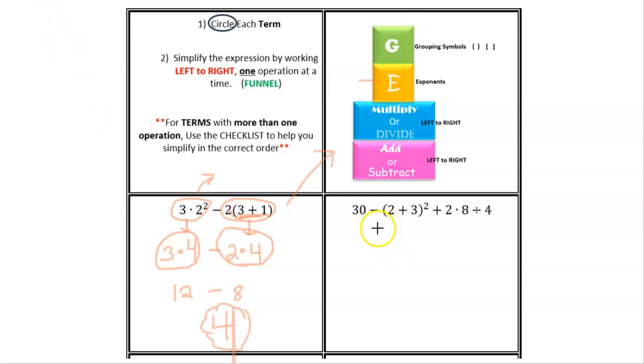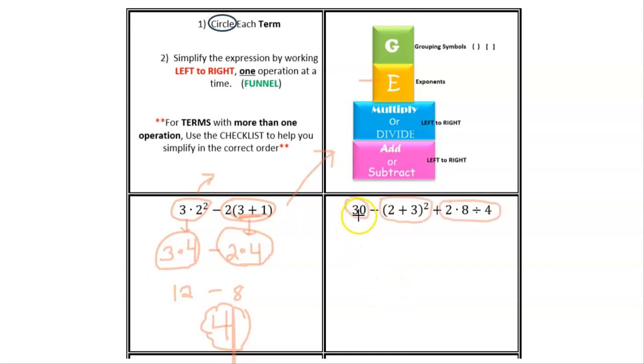Okay, I would like you to take the time to pause the video and circle each of the terms here, to make sure you're circling the right pieces that have to be simplified before we can add and subtract these values together. Pause the video, circle the terms, turn it back on, see if you've got it.